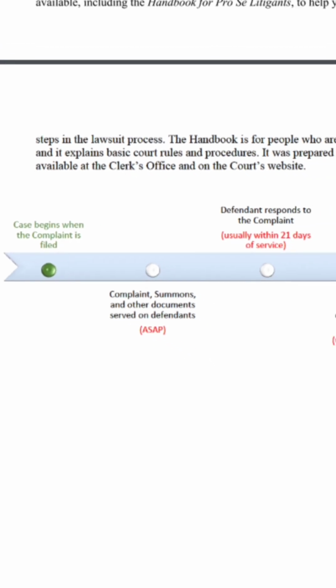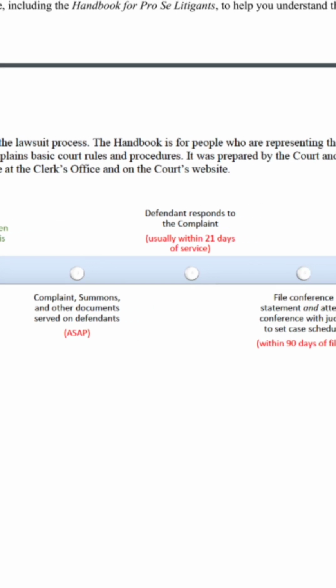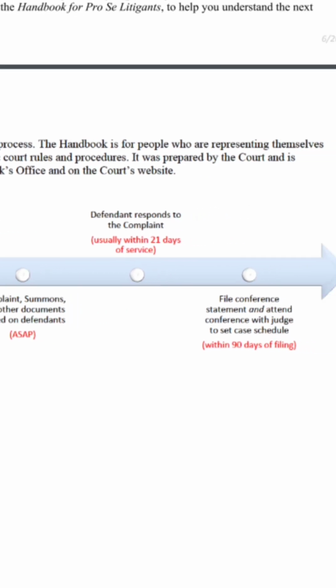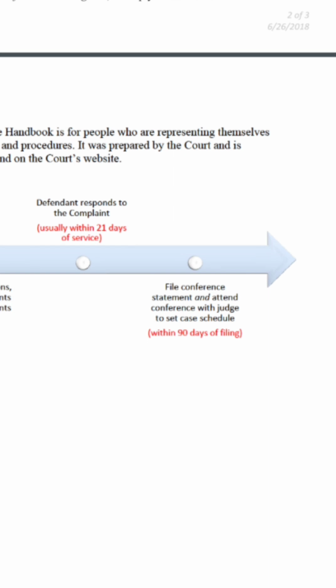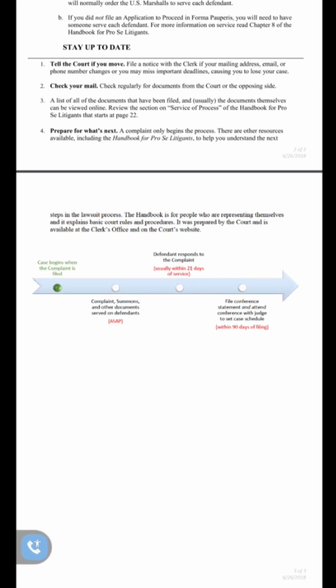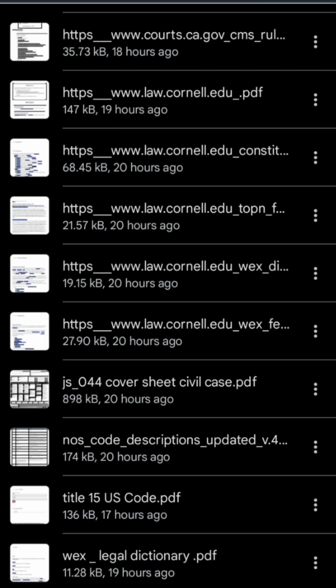This breaks down how things get started. The case begins when the complaint is filed. The complaint, summons, and other documents are served to the defendant. The defendant responds to the complaint. Then you file conference statements, attend a conference with the judge, and set the case schedule. It goes through and tells you, so you have to download and read. That's one of the main reasons I did a lot of my videos without the voiceover: it's a lot of reading you must do. You must learn how to read fine print, or you're going to get messed up.